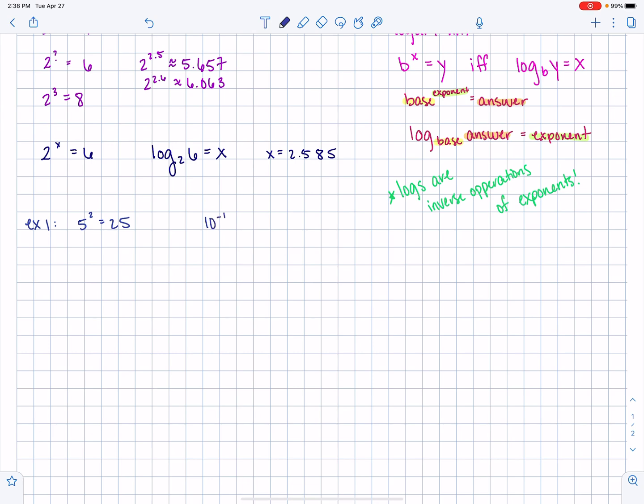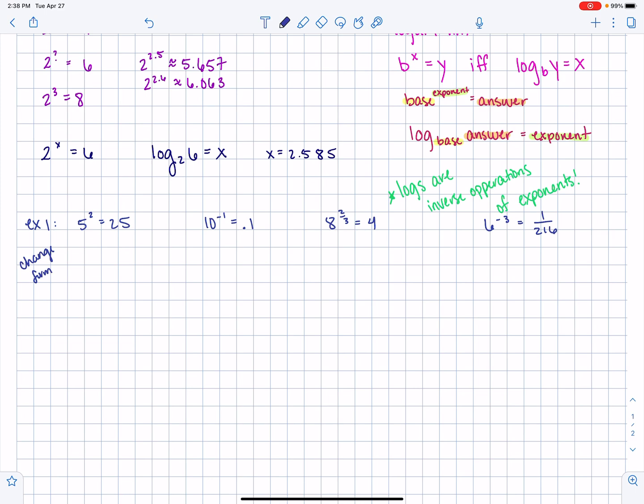10 to the power of negative 1 is equal to 0.1. 8 to the power of 2/3 is equal to 4. And 6 to the power of negative 3 is equal to 1/216. Okay, so those are all the exponential forms. We're going to change into logarithmic form. So we're going to change our form.